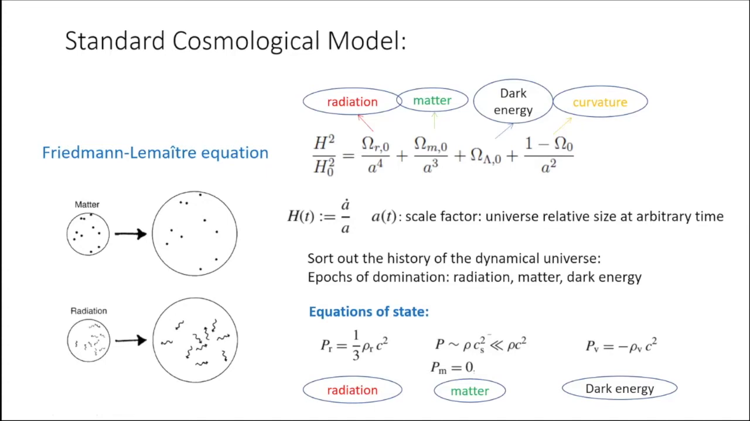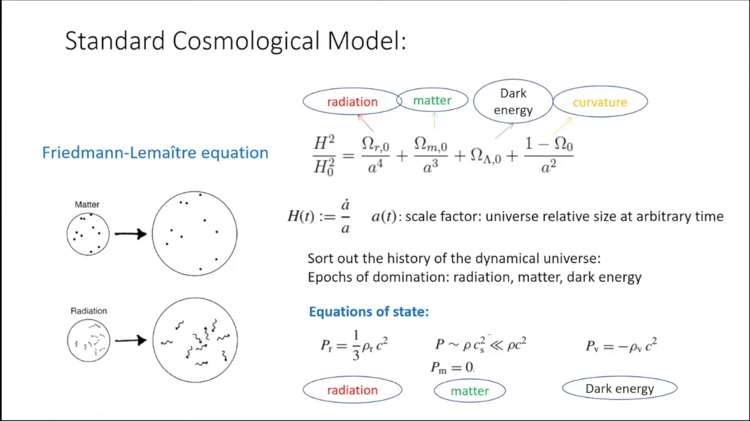So it could be that a has a very small value, such that 1 over a to the power of 4 would be a very large number compared to the rest of the other terms. So at a very early time, when a was very small, this first term dominates.